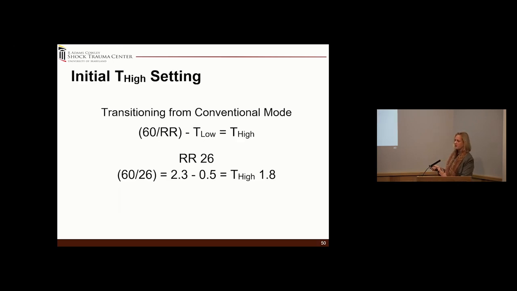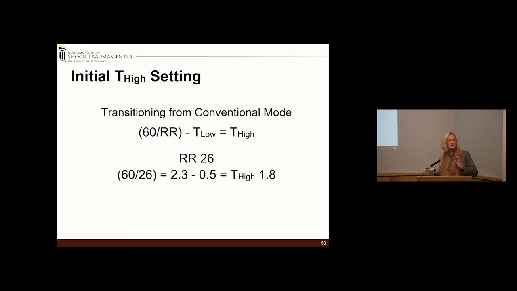This is a formula that you can use, very easy. You take 60 divided by your respiratory rate, okay? Then you subtract your T-low. That's your T-high. Very easy. So I take a respiratory rate of 26. What's my T-high going to be? Well, I take 60 divided by 26. That gives me a cycle time of 2.3.